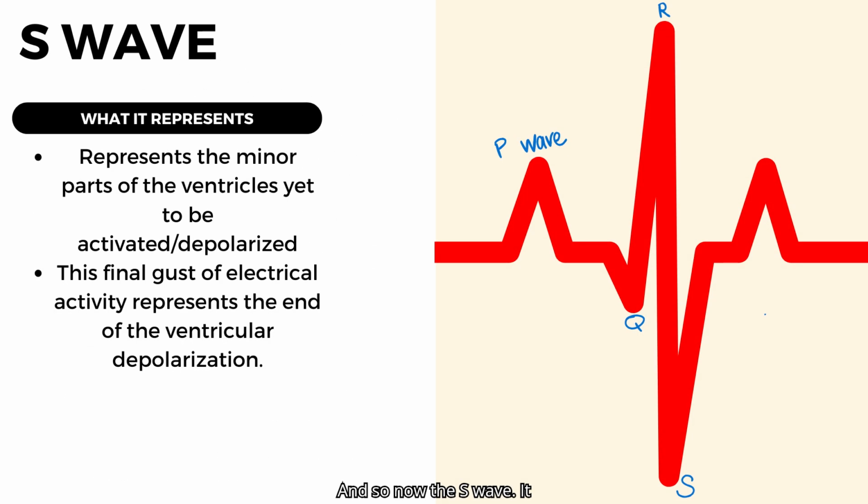And so now the S wave. It represents the minor parts of the ventricles yet to be activated or depolarized. It's kind of like the final dust of electrical activity that occurs, and it represents the end of ventricular depolarization. I know in this image it's shown almost as big as the R wave in terms of amplitude. However, the S wave is really just a little bit bigger than the Q wave, but other than that, it's not that big, just to clarify.